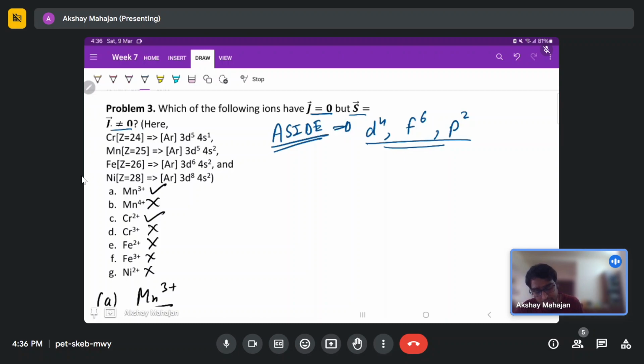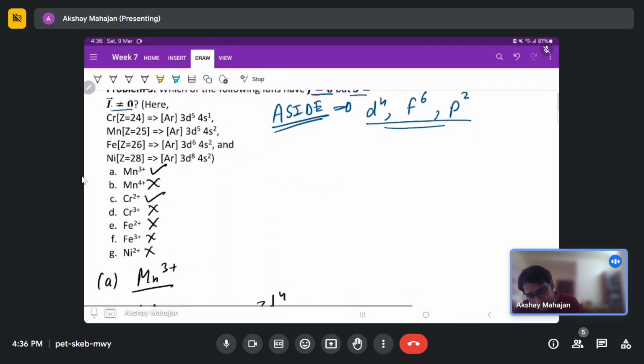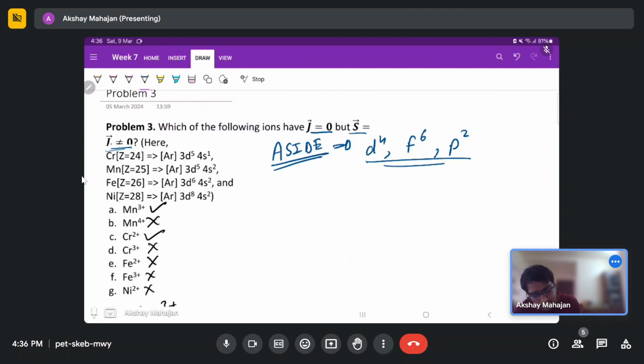So you just need to find the electronic configuration, and if the electronic configuration is one of them, then this will happen. Otherwise, it's not going to happen. If S and L are not equal to 0, and the electronic configuration is d4, f6, or p2, then only you will have J equal to 0. Otherwise not.